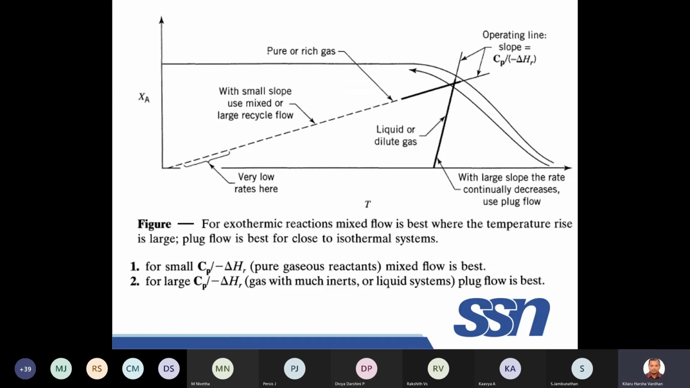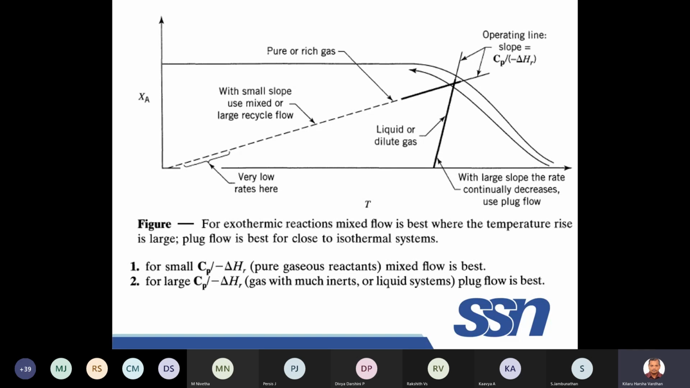So remember, the important thing here is, for an exothermic reaction, you get a positive slope. For an endothermic reaction, you get a negative slope. That is the first point you have to remember, especially for an operating line. For a PFR, you have to calculate the area under the curve to get V by F naught. You have to calculate the area of a rectangle for an MFR. That we already discussed. Now, not only the sign of the slope, even the value of the slope is very important.